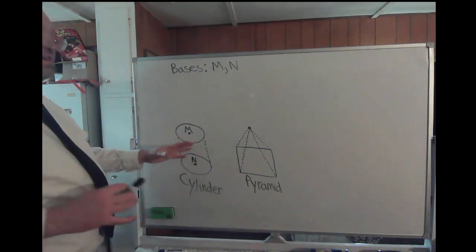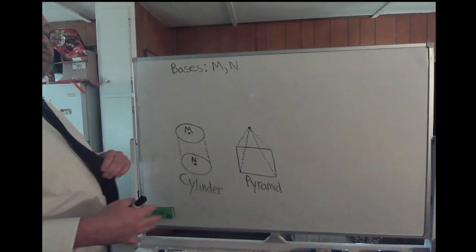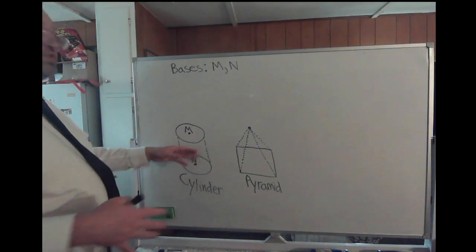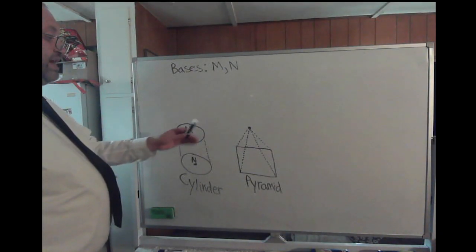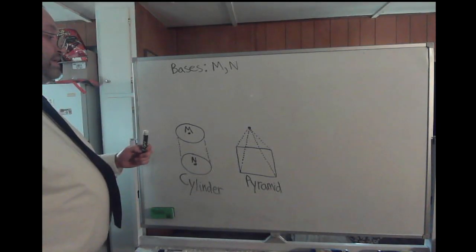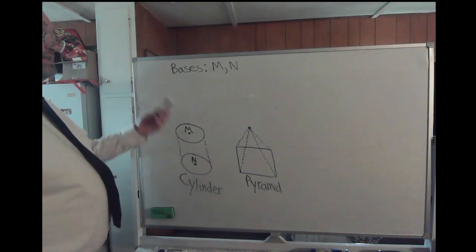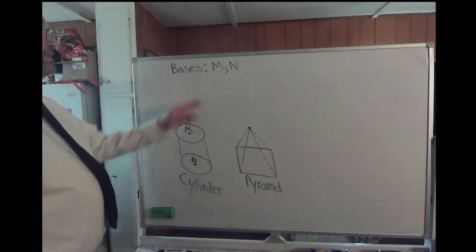You don't have any faces because it's circular, it goes around. In order to have true faces, it would have to be a polygon, which a circular object is not. You don't have any vertices because you have no edges. It's circular. And you don't have any edges because it's circular. So for the cylinder, all you're going to have to deal with are bases, M and N.